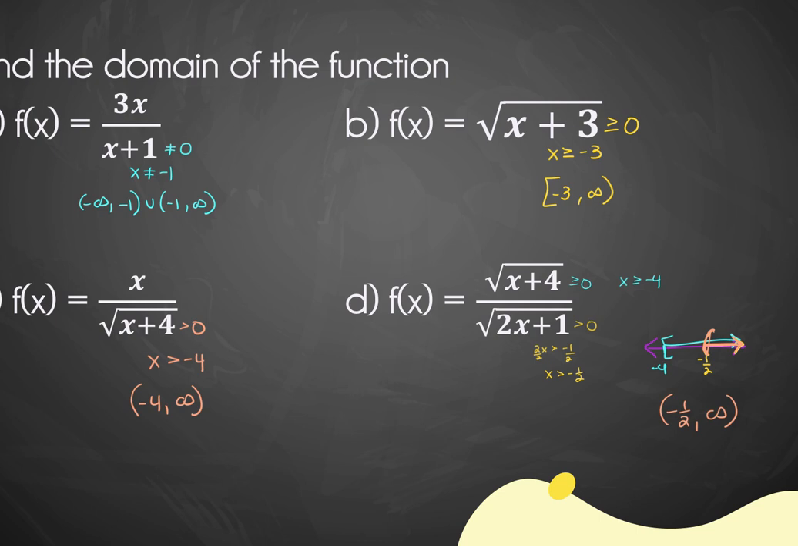Questions on domain? Yeah. So you should really get rid of the -4, because it would work in the top, but it would fail the bottom. It would be a negative underneath the square root. So you need the more restricted one.